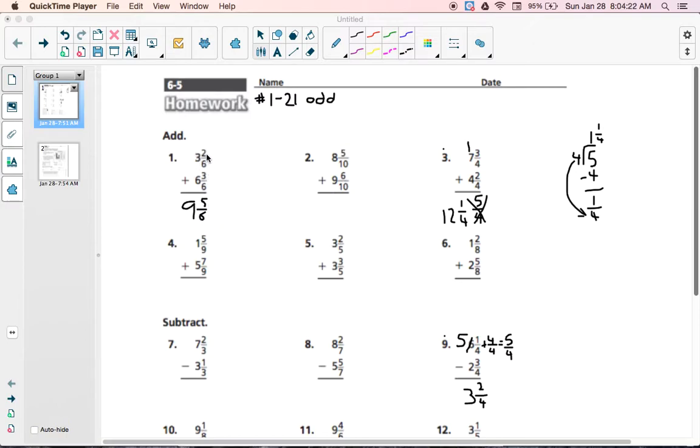You add the fractions first. 2/6 plus 3/6 is 5/6. And 3 plus 6 is 9. No problem. Over here, though, when we add 3/4 and 2/4, we get 5/4.